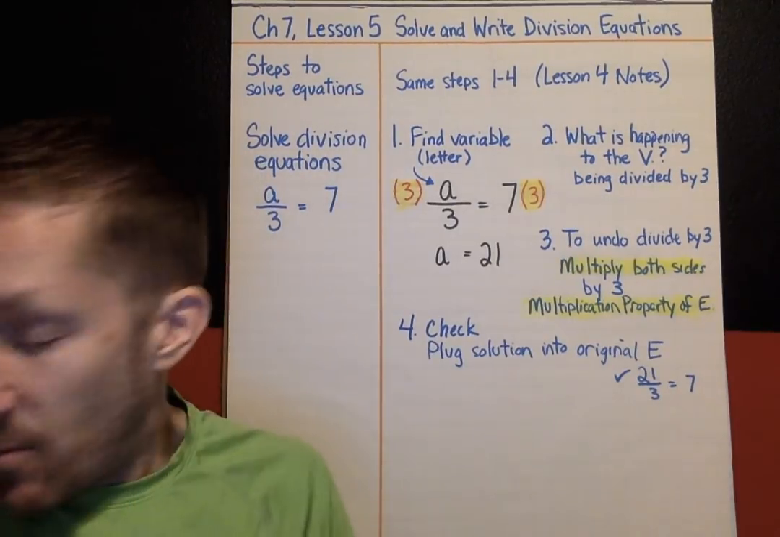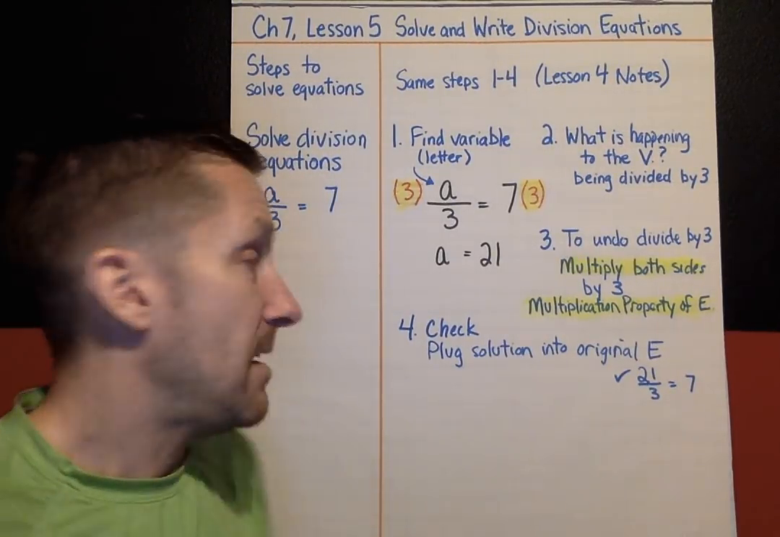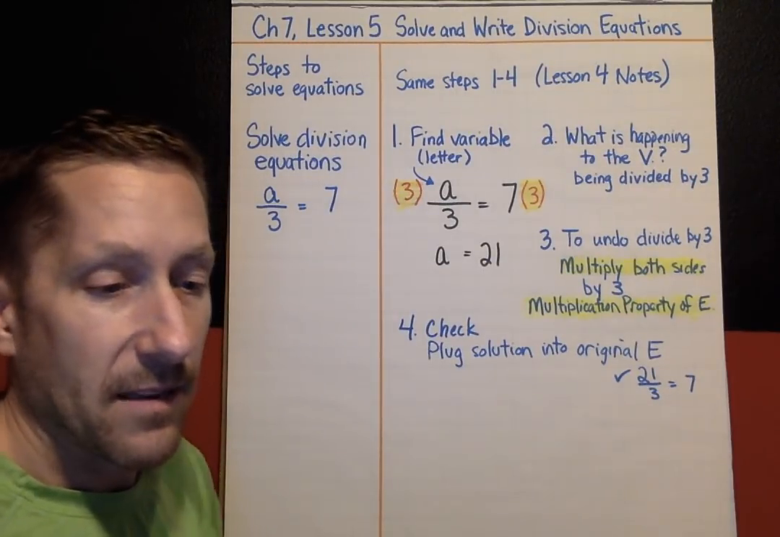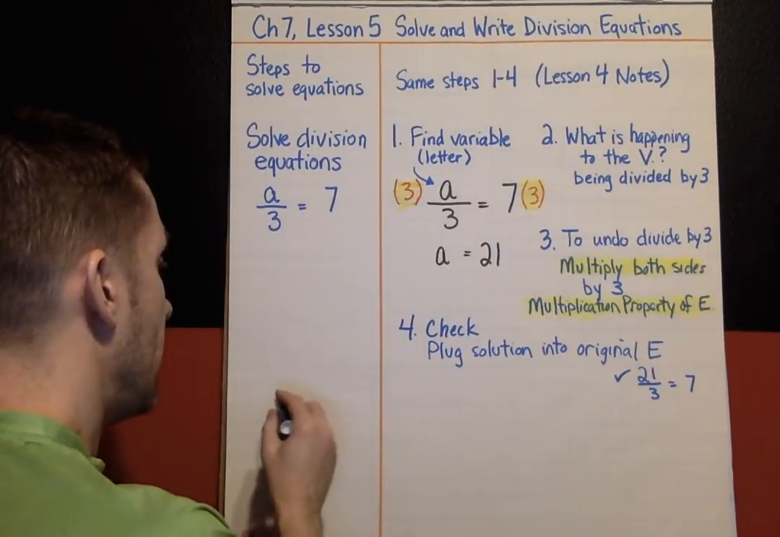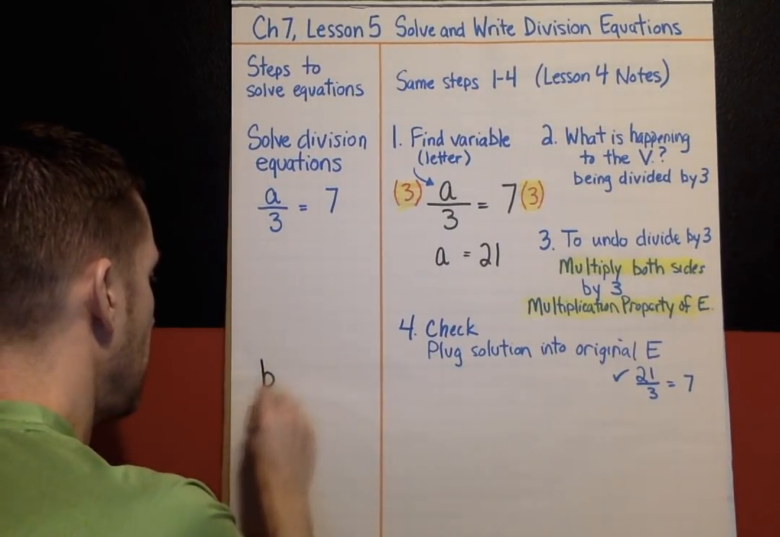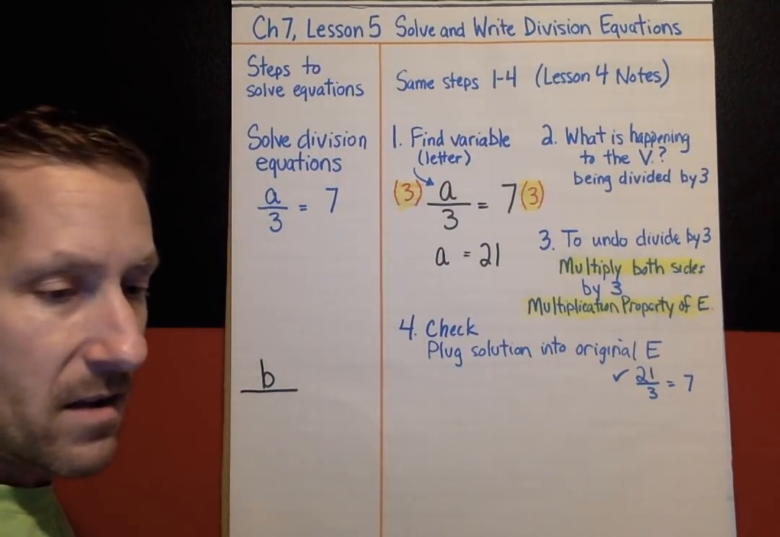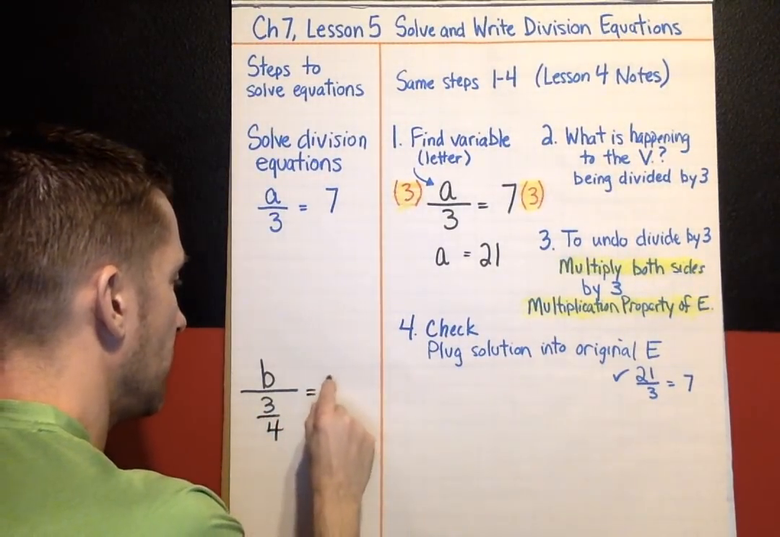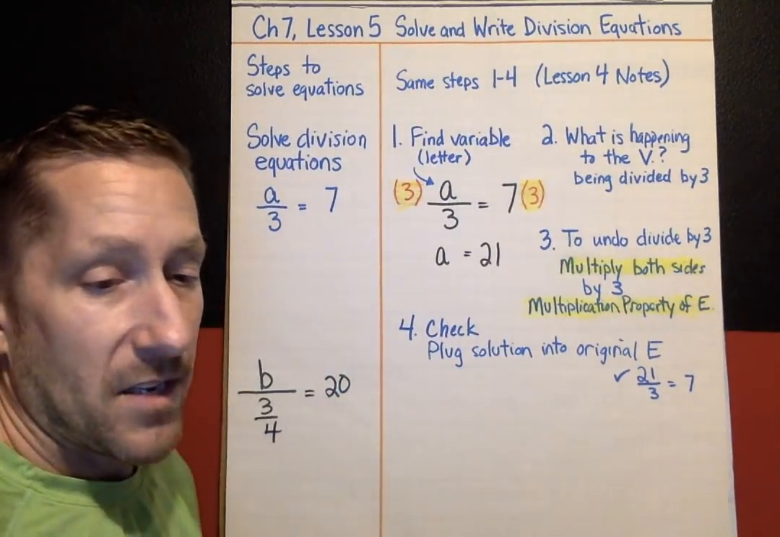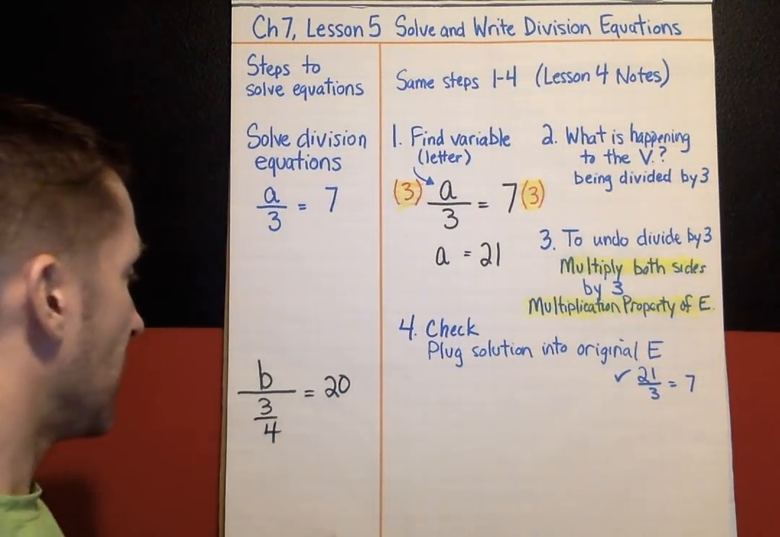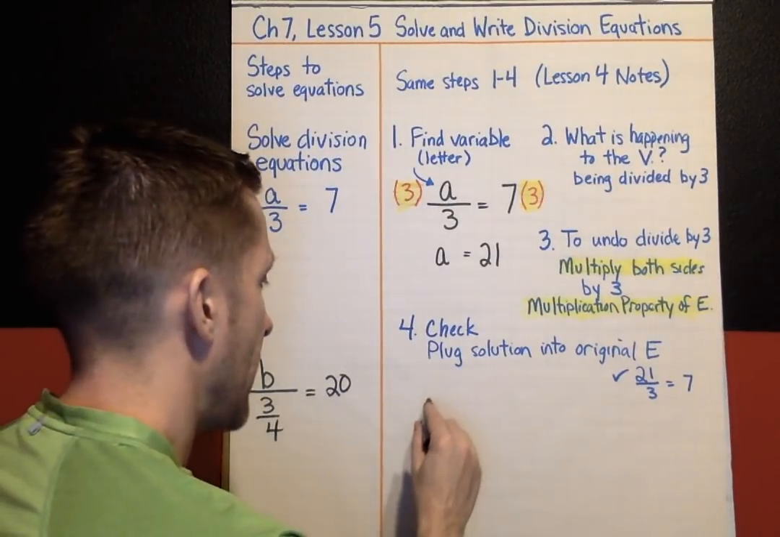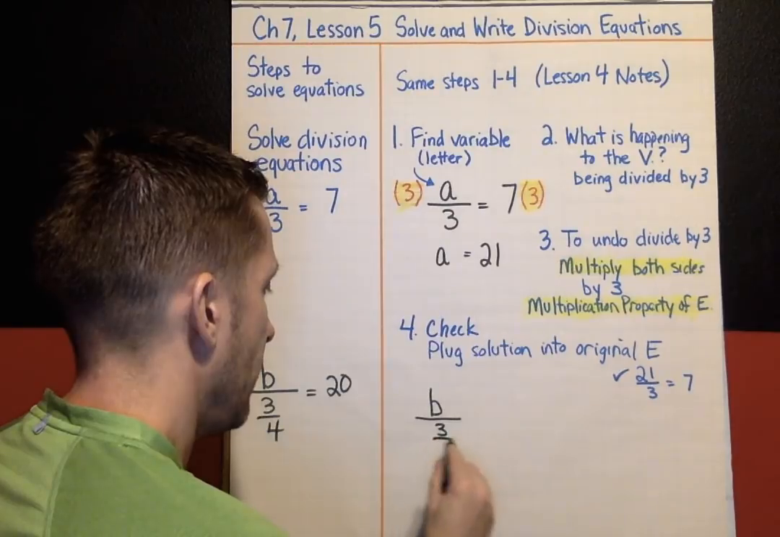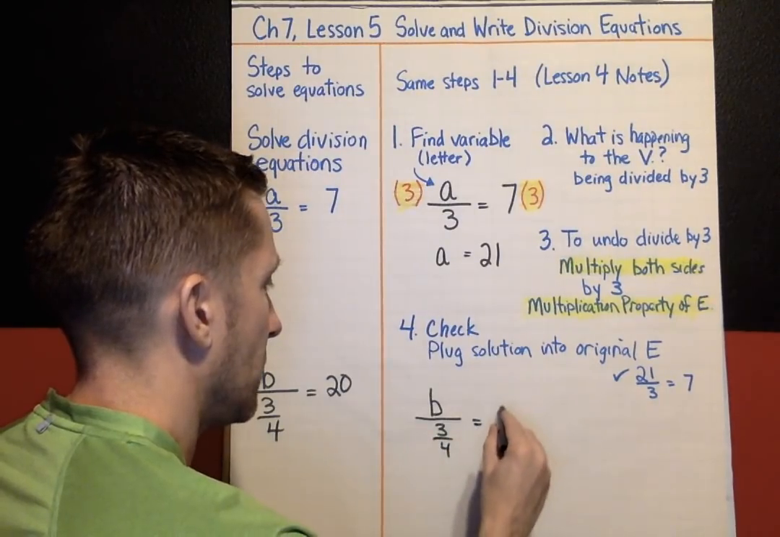All right, we're going to look at one more example where it just looks weird, but it really is the same exact thing that we've been doing. I'm going to write it over here. Take a look at this. B over 3/4 equals 20. It just looks weird. Not used to seeing something like that. B over 3/4 equals 20.